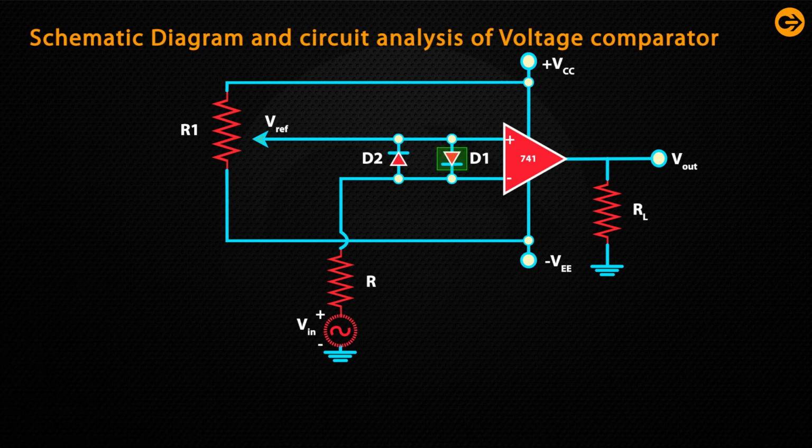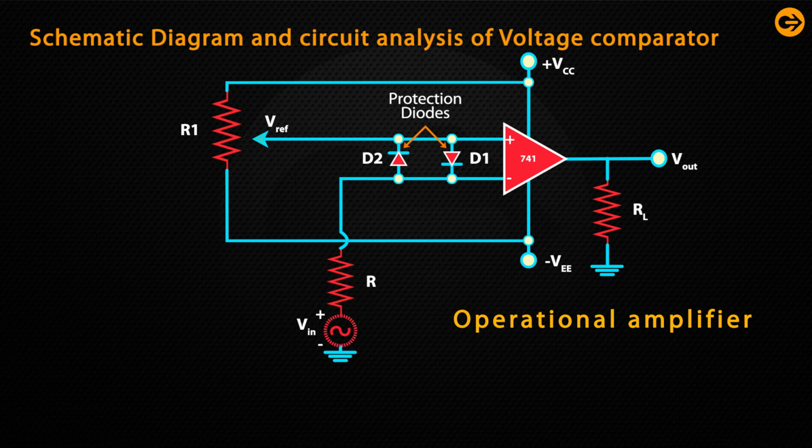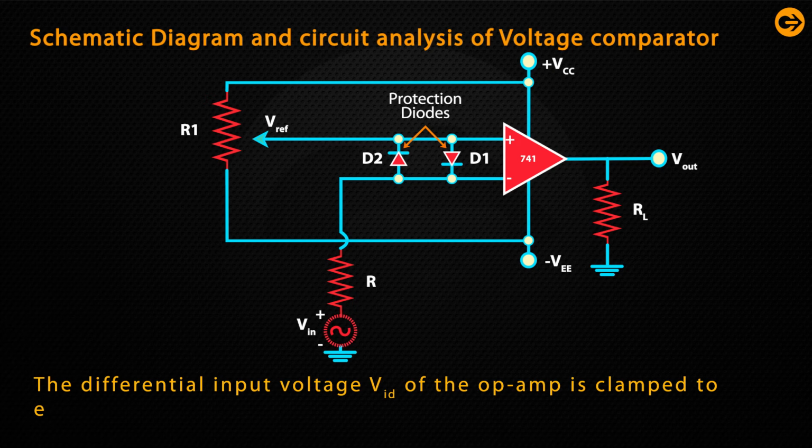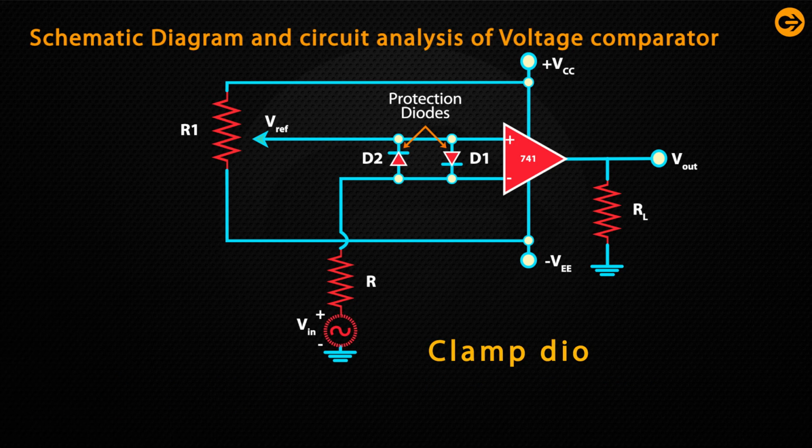The diodes D1 and D2 protect the operational amplifier from damage due to excessive input voltage Vin. Because of these diodes, the differential input voltage VID of the op-amp is clamped to either positive 0.7 volt or negative 0.7 volt. Hence, the diodes are called clamp diodes.